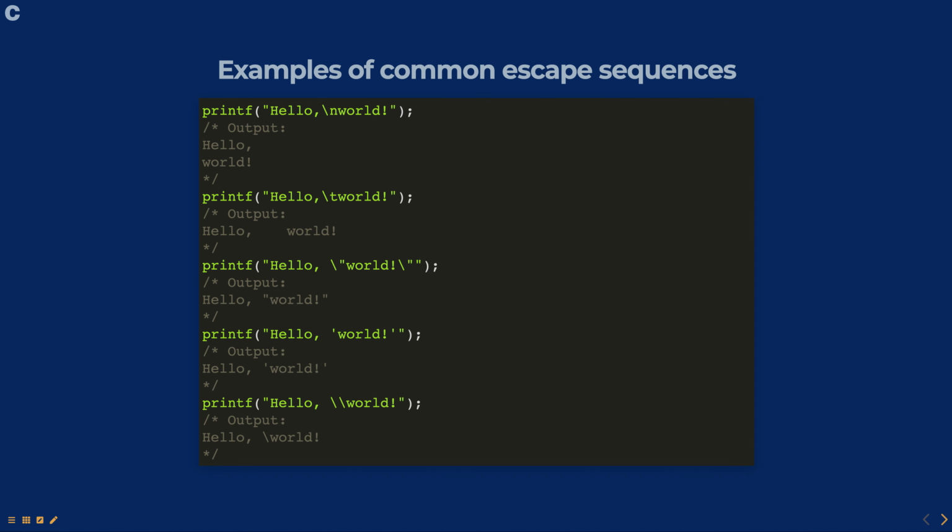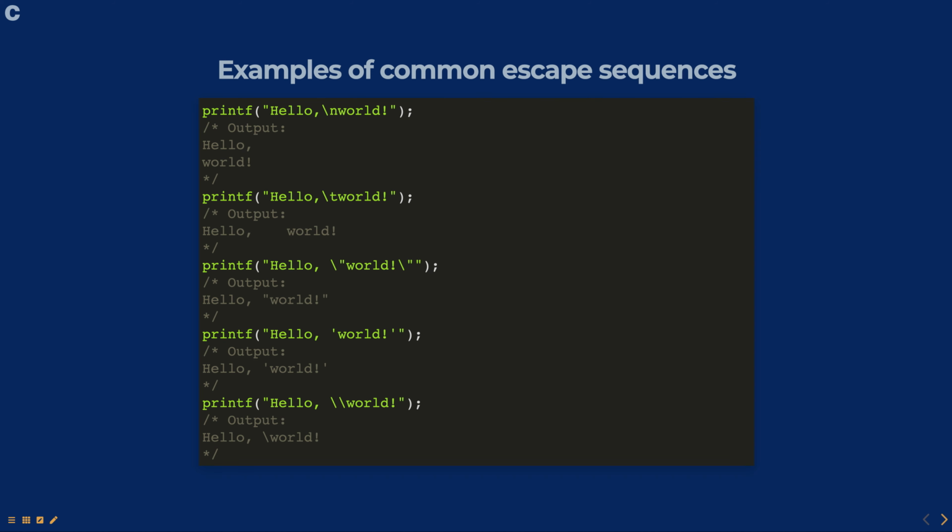\n is a newline character used to start a new line in a string. \t is a tab character used to insert a tab in a string. \" is the double quote character, used to include a double quote within a string.